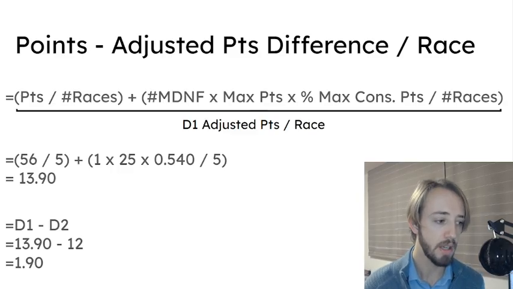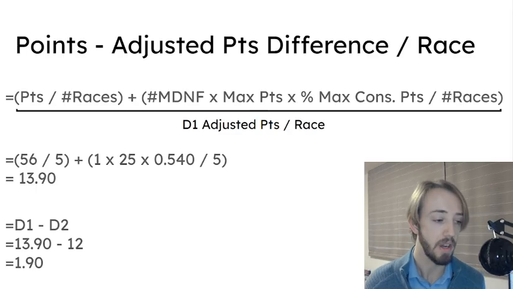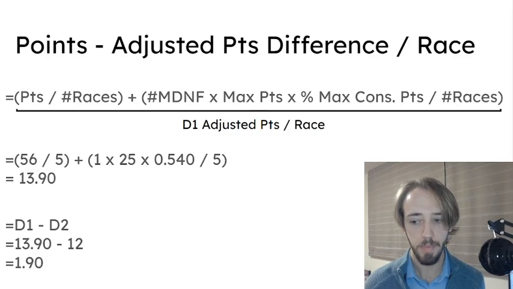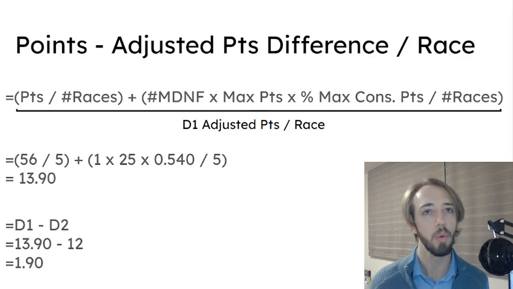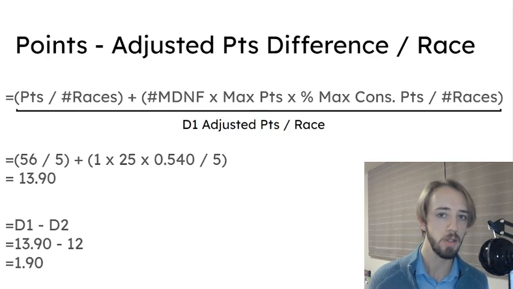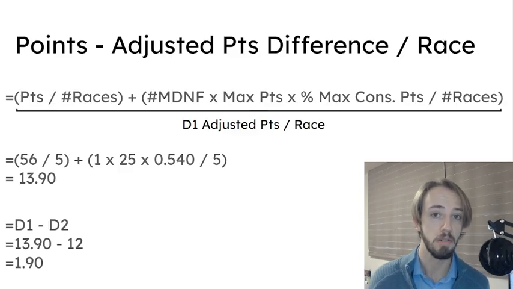To calculate this, you take the number of points that driver 1 scored and divide that by the number of races, and then you add an equation where it's the number of mechanical DNFs multiplied by the max number of points, in our case 25, multiplied by the percentage of max constructors points. That's a good way to control for how many points a driver in theory would have lost from that mechanical DNF. For example, like I gave in my earlier example with Rosberg and Hamilton, because the Mercedes were so dominant that year, Hamilton lost a massive amount of points from a single mechanical DNF.